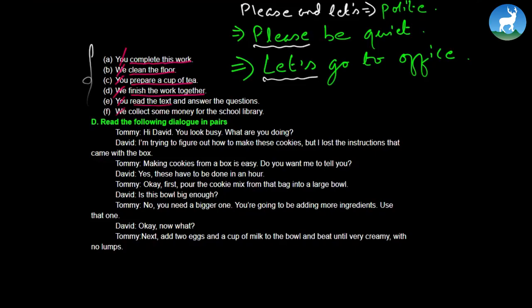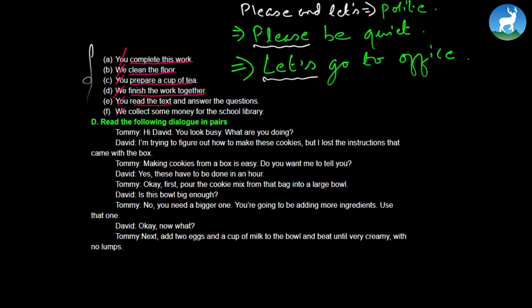Tommy: Hi, David. You look busy. What are you doing? David: I'm trying to figure out how to make these cookies, but I lost the instructions that came with the box. Tommy: Making cookies from a box is easy. Do you want me to tell you? David: Yes. These have to be done in an hour. Tommy: Okay. First pour the cookie mix from that bag into a large bowl. David: Is this bowl big enough? Tommy: No, you need a bigger one. You're going to be adding more ingredients. Use that one. David: Okay, now what? Tommy: Next, add 2 eggs and a cup of milk to the bowl and beat until very creamy with no lumps.